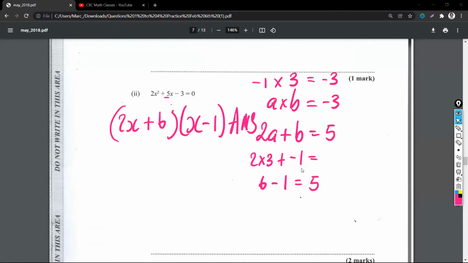All right, so that's how you do that one. 2x plus 6. Is it plus 6? No, something is wrong here. Something is wrong here.